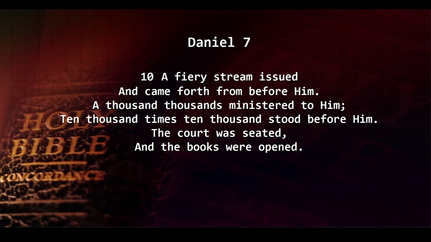Now watch this. 1,000 thousands ministered to him. 10,000 times 10,000 stood before him. The court was seated and the books were open. This is the divine council, the heavenly council. Notice God on the throne is surrounded by multitudes of spirit beings standing in attention, ready to receive orders. This is also found in Revelation chapters 4 and 5. We're not going to quote it, but it's there, right? Do you see it? I have another one.